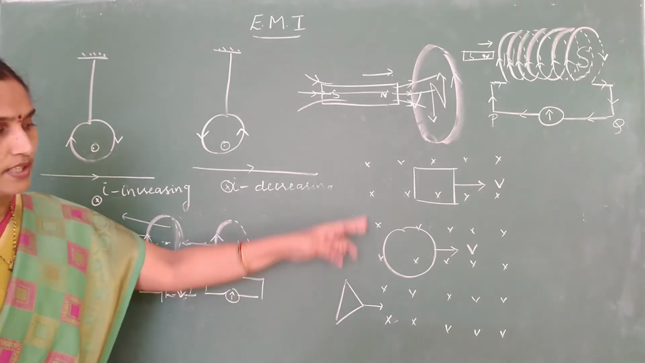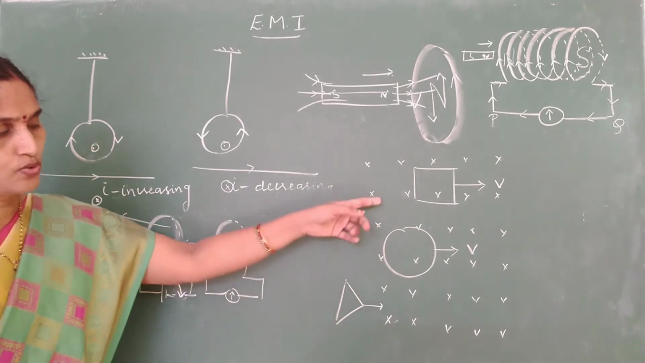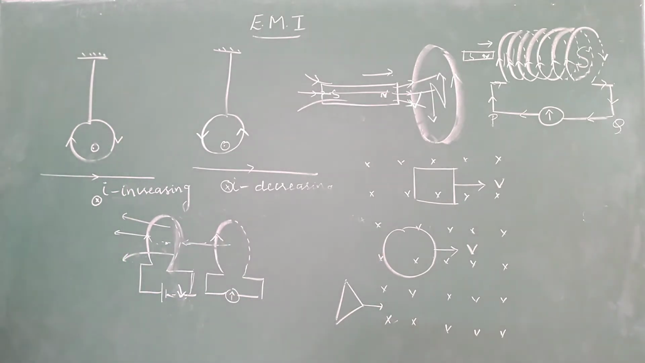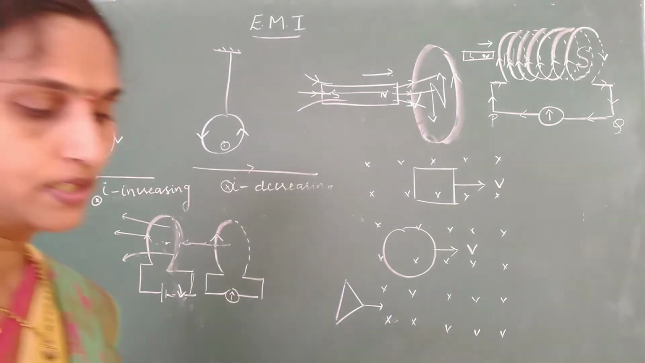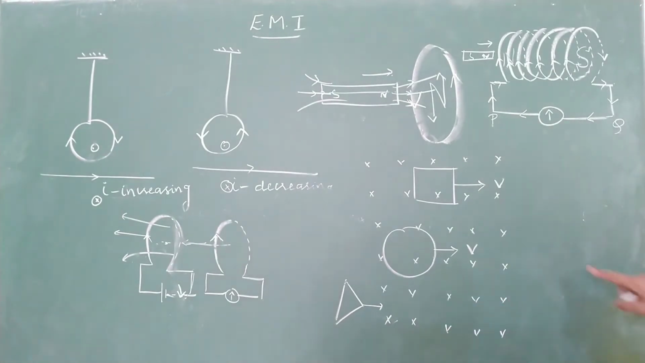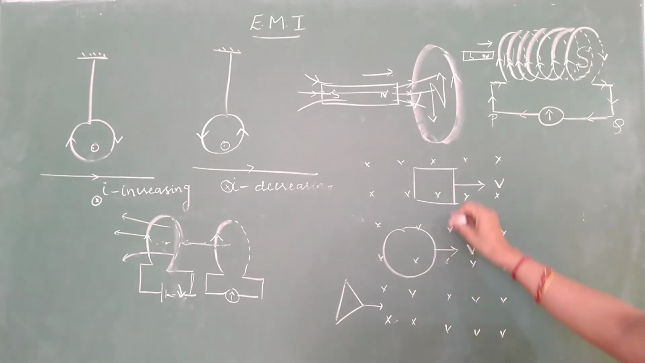So look at this example here. The first two coils, one is a square loop, another one is a circular loop. Both are coming out of the magnetic field with the same speed. What is the direction of induced current? And in which of these two cases more EMF will be induced? Area is also same.